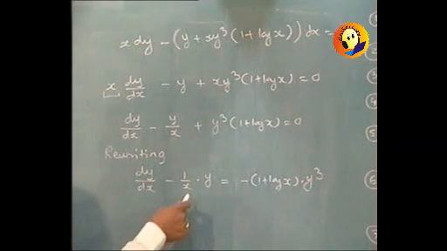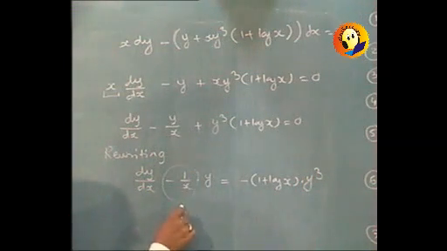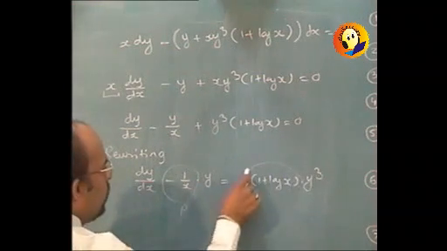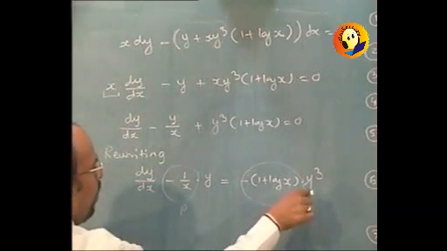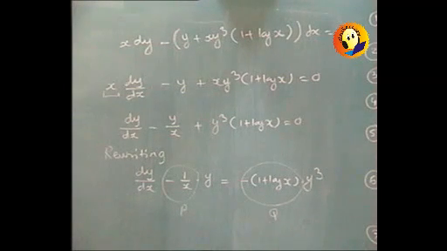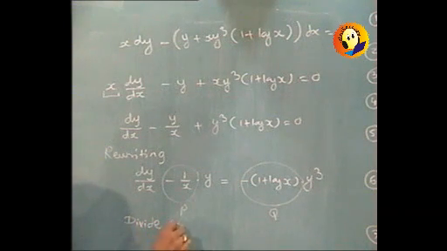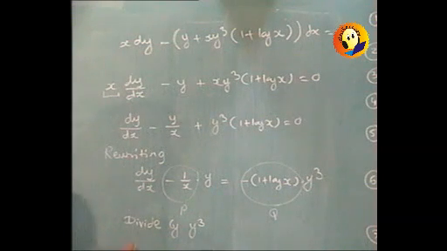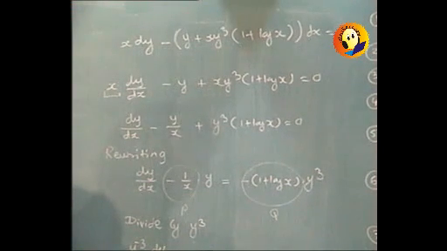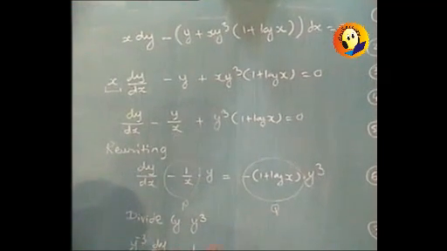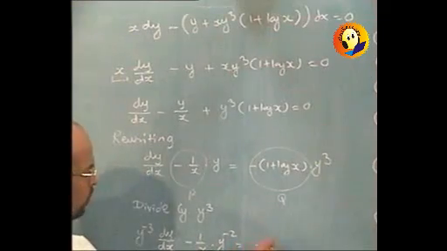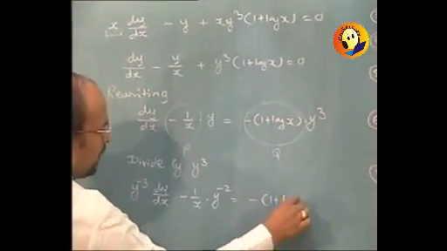And observe that it is in the form dy by dx plus py equal to q y raised to n, that is Bernoulli's form. For this we will have to divide by y cube, and we will get it in the form y raised to minus 3 dy by dx minus 1 upon x y raised to minus 2 equal to minus of 1 plus log x.